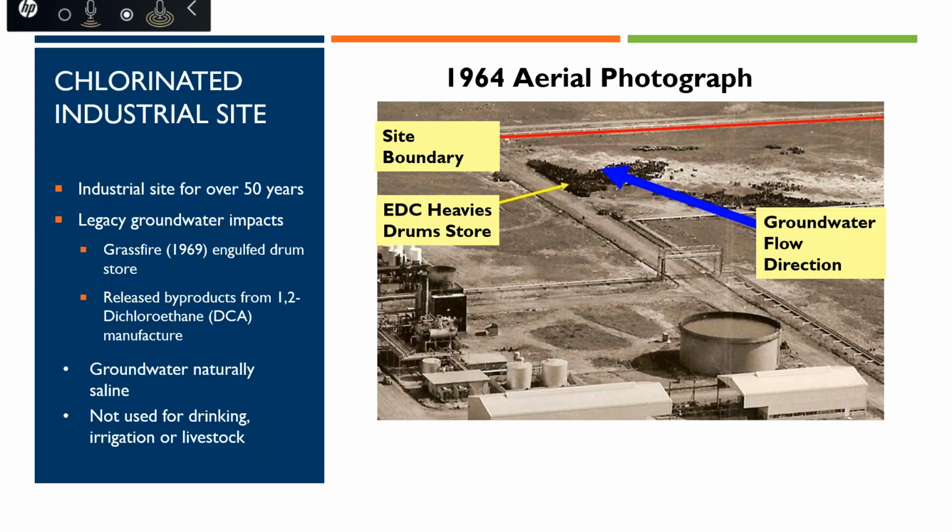In the presentation today, I want to show an example of site management using molecular biological tools from inception to remedial selection all the way to performance monitoring. The study site has been an industrial facility for more than 50 years. In 1969, a grass fire engulfed the drum storage area, destroying drums of waste byproduct from the manufacture of 1,2-dichloroethane, also known as ethylene dichloride. This incident is considered a major contributor to historic groundwater contamination at the site. The groundwater here is naturally saline with TDS around 8,000 milligrams per liter, and it's not used for drinking water, irrigation, or watering of livestock.